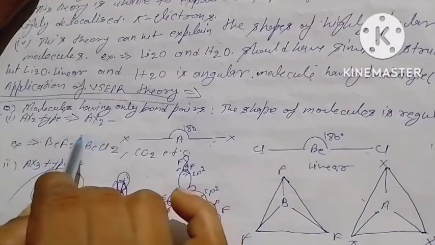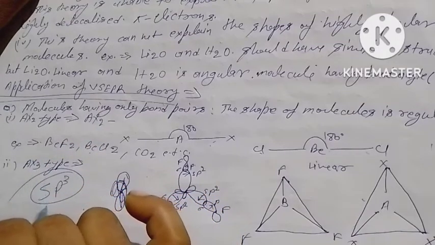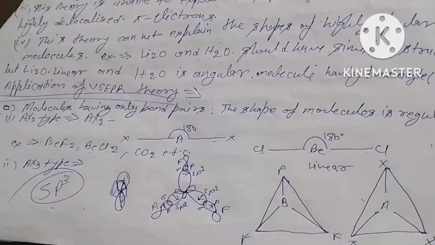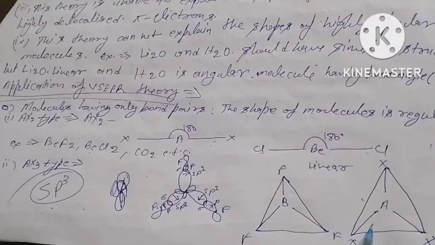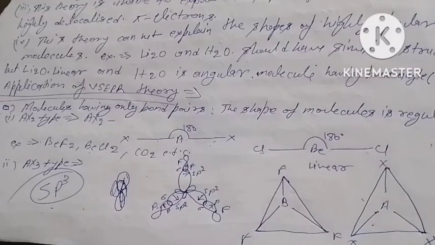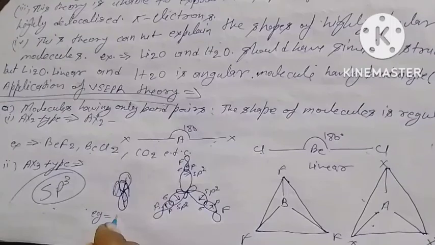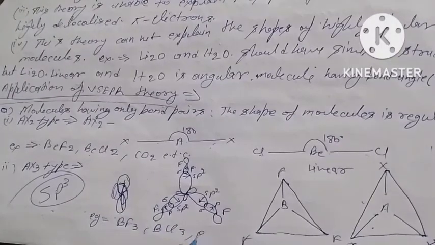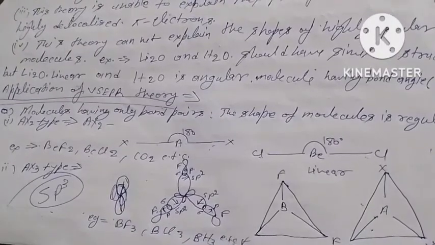This is sp2. The hybridization is sp2 hybridization, and the structure as well as shape is triangular planar. Examples: BF3, BCl3, BH3, etc.